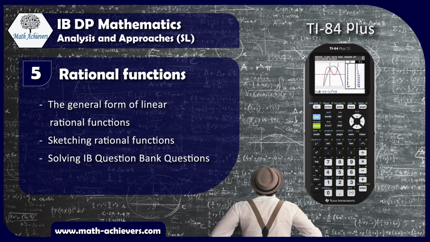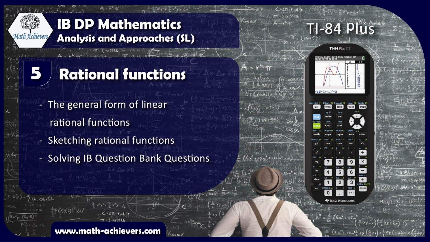Now let's go to class number 5 for the IB Mathematics standard level course. Class number 5: we've covered all types of functions, and now we'll cover rational functions.